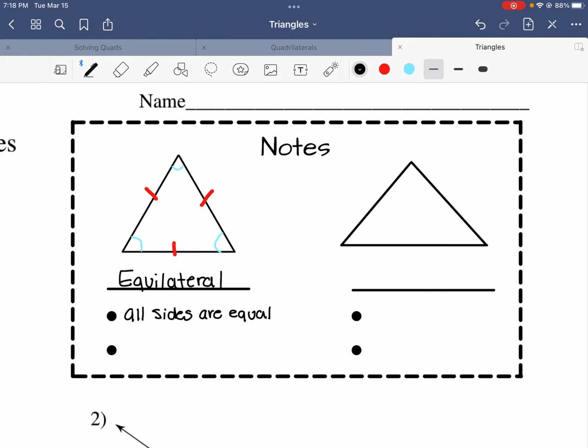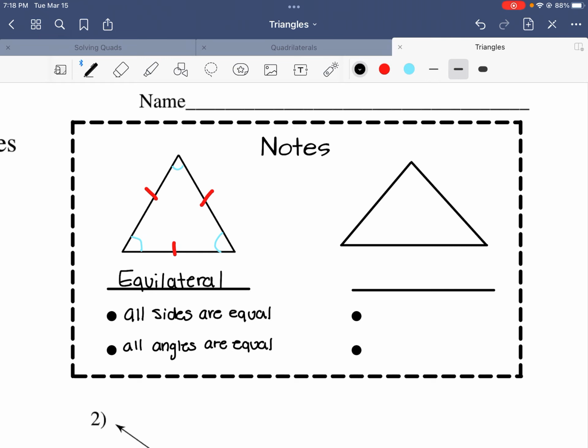And it also follows that our angles are the same. So let's add that in. All angles are equal. Now these come in pairs. So if all sides are equal, then it follows that all angles are equal. It's not like an "or" kind of thing. It's an "and" kind of thing.